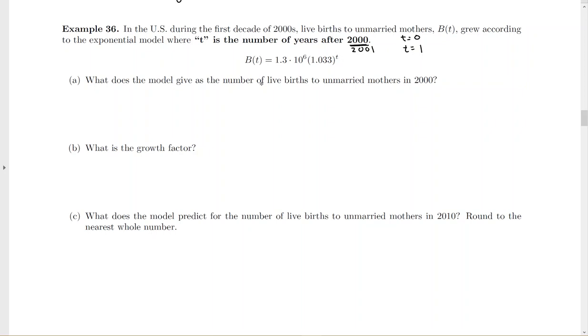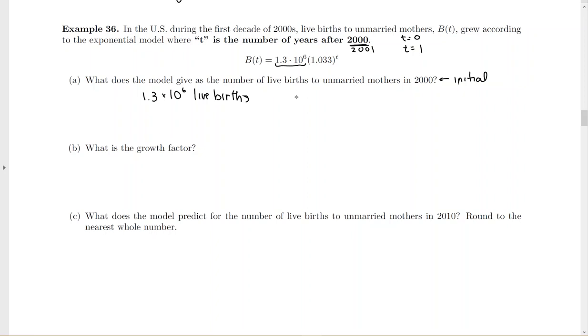For this one, what does the model give as the number of live births to unmarried mothers in the year 2000? That's my initial amount, because that's where we're starting at 2000. So my initial amount is this number in front here, 1.3 times 10 to the 6 live births.